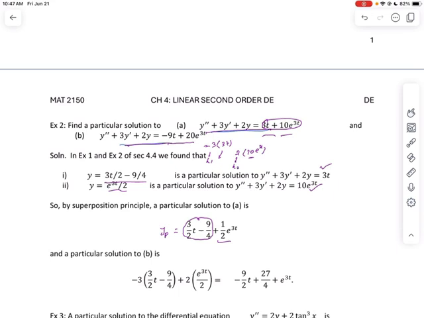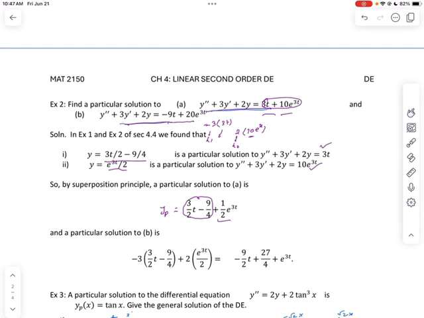So when we write our solution, it will be negative 3 times the yp for that part plus 2 times the yp for the associated part. So we will just multiply by negative 3, distribute, and 2 over here. So we end up getting that as a particular solution for this part B.